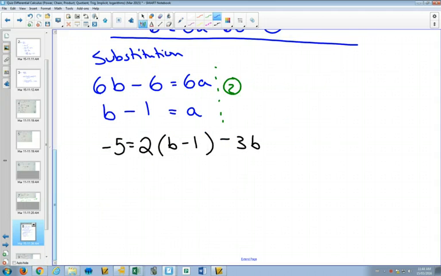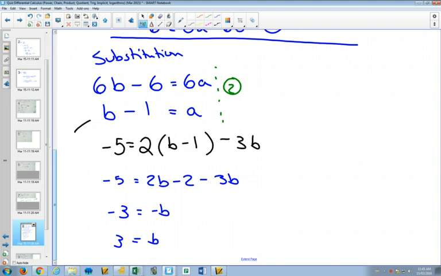What substitution does is it takes an equation that has two things that you don't know and changes it into an equation with only one thing you don't know. Now that we have that, we can just use our algebra skills and solve for b. So we get b is equal to 3. And now that we know b is equal to 3, we can substitute that back into either equation 1 or equation 2. I'd probably plug it right back into that. That looks like the easiest thing to work with.